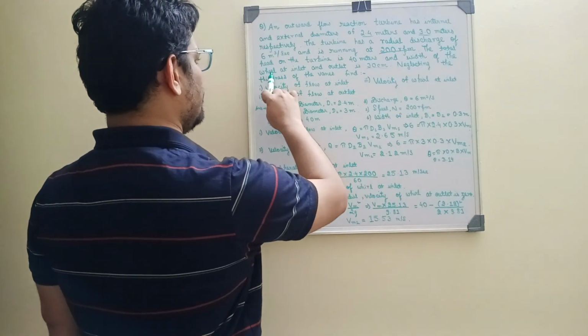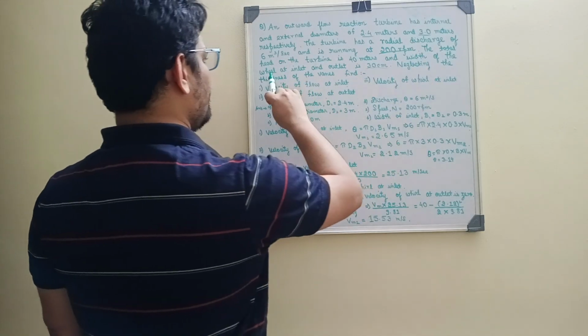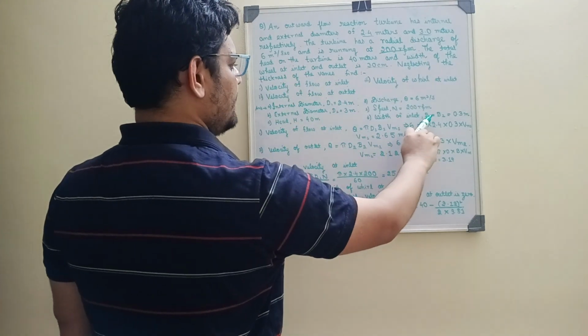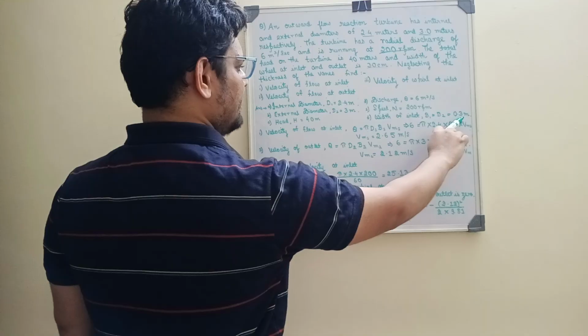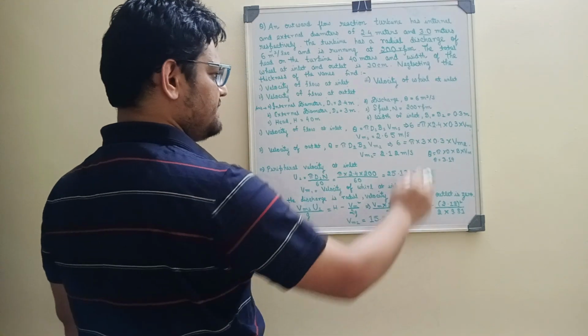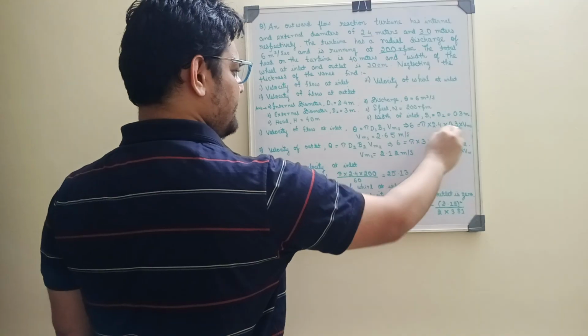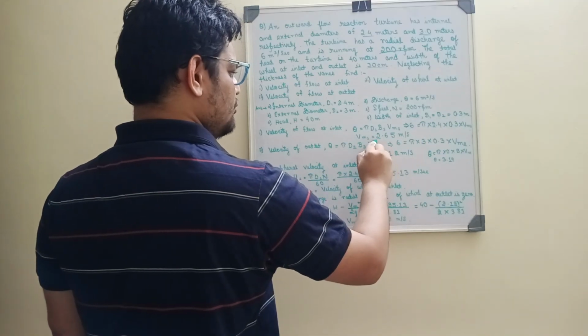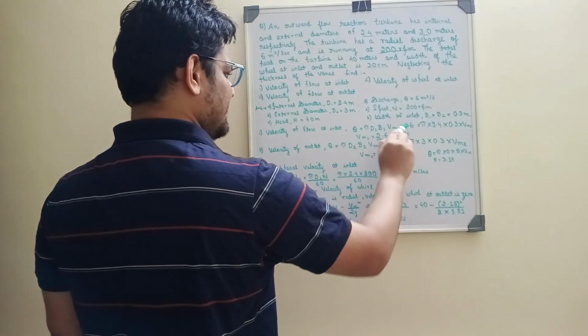That is the width of the wheel at inlet and outlet. So inlet is b1, outlet is b2. Both are taken as 0.3 into Vm1. So if we just multiply both here, we will get Vm1 is equal to 2.65 meter per second.